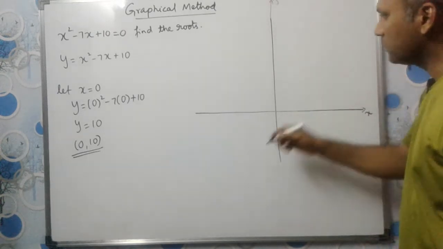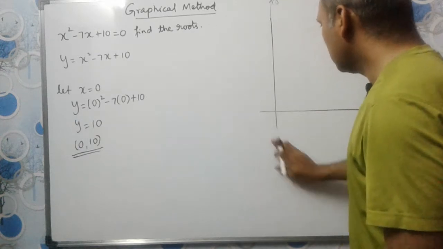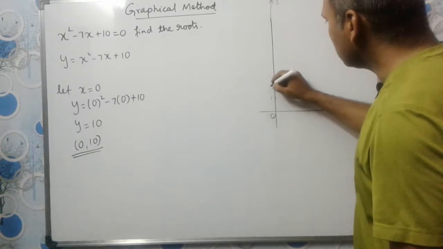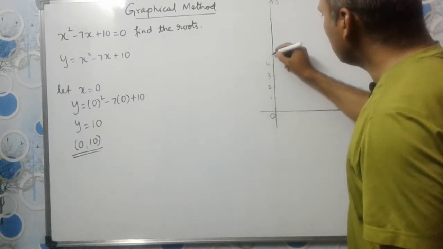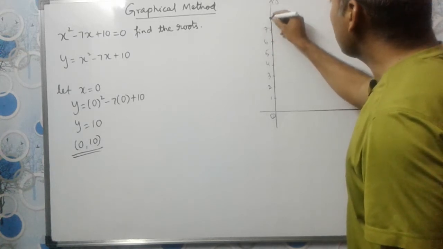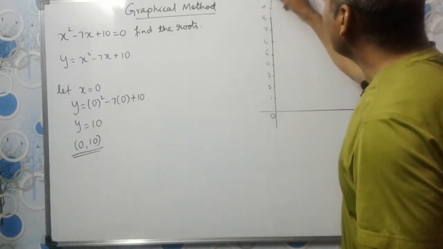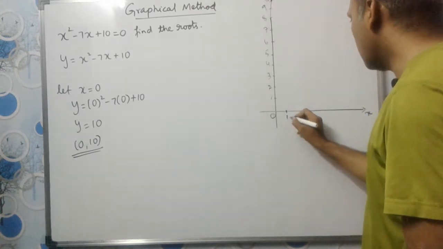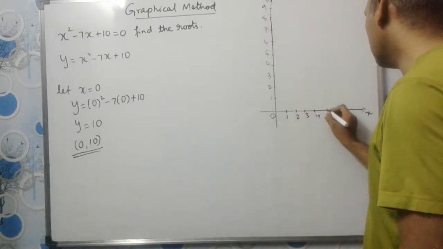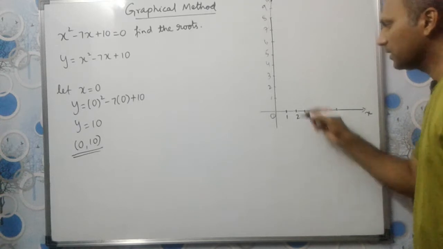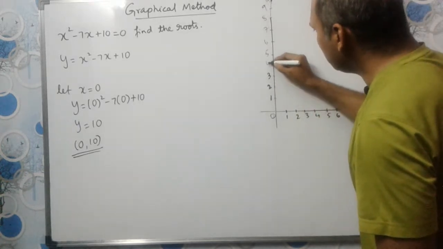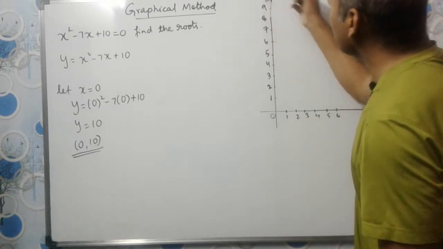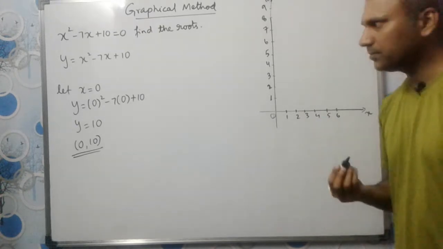So this is our x-axis, this is the y-axis, and this is the origin. These are y values, 1, 2, 3, 4, 5, 6, 7, 8, 9, and let us take 10 here. I hope you are able to see this. And this is 1, 2, 3, 4, 5, 6, and so on, 7, 8, 9, and this is 10. So this is our rough graph.